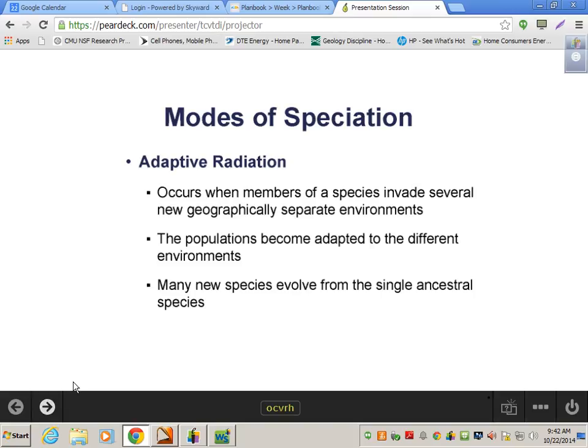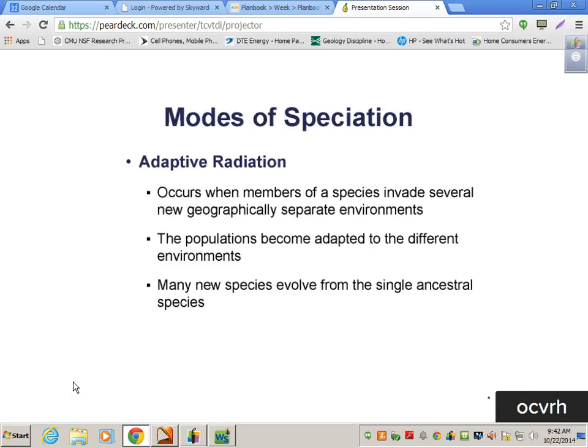And then there's this thing called adaptive radiation. You've talked about this before in regular biology. This occurs when members of a species invade several new geographically separated environments. I think of migration instantly. And the populations become adapted to different environments, and many new species evolve from the single ancestral species.